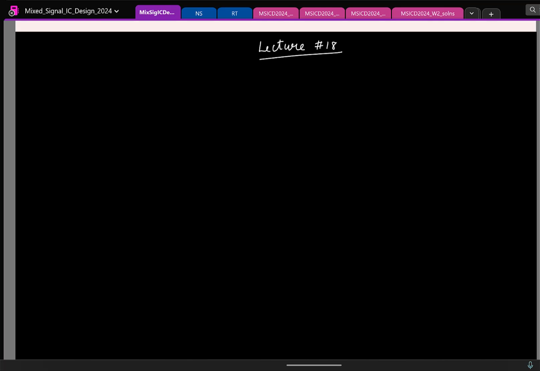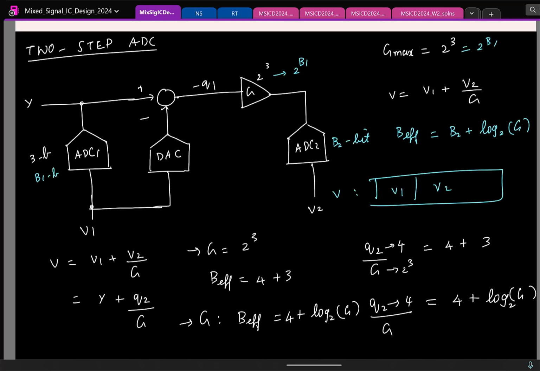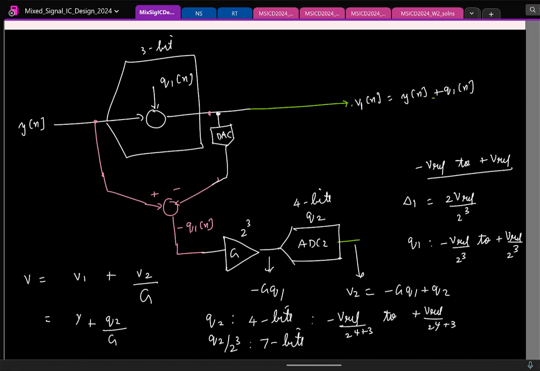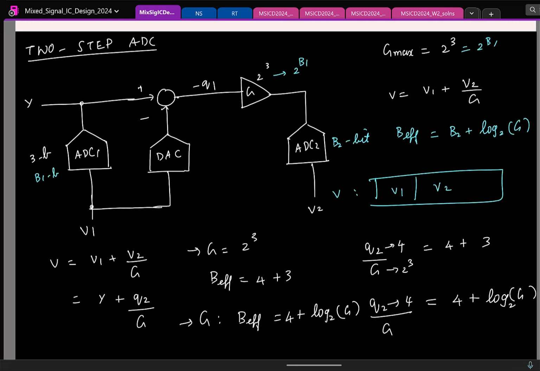So in the last class, we started to look at pipeline ADCs. The basic idea is to have a multi-step conversion, wherein the general principle is to try to cancel the quantization noise of the first ADC. For that, we took the ADC output, converted it into an analog voltage, subtracted it from the input, and then before we feed it to the next ADC, we amplify it so that the amplified signal spans the full range for the second ADC. We do this so that we can squeeze out the maximum performance from the second ADC, right?